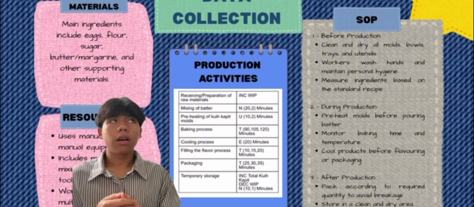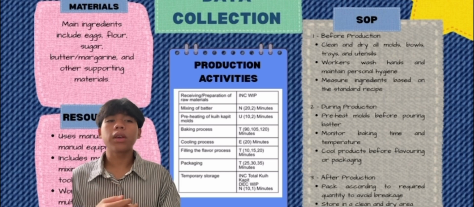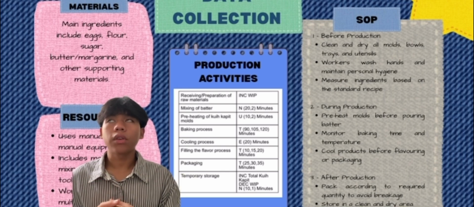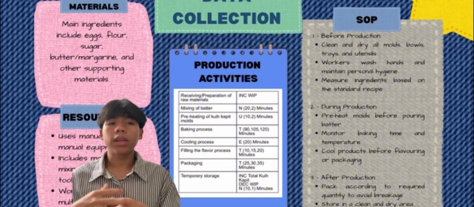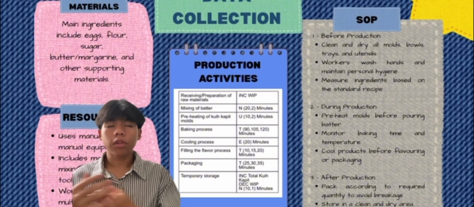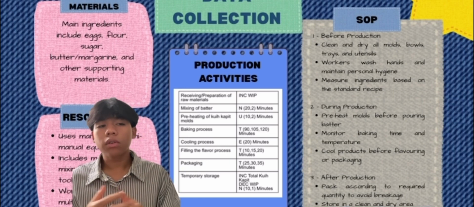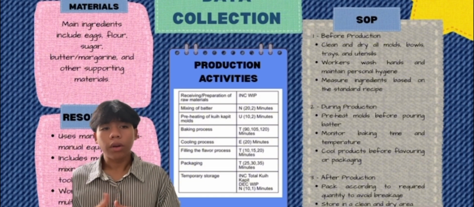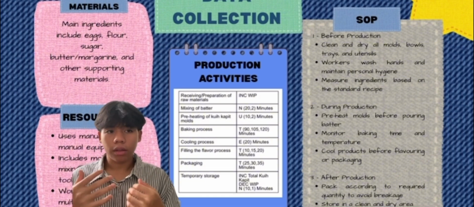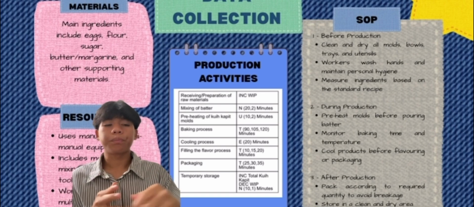Next are the production activities. The process starts with receiving and preparing raw materials. Then, the butter is mixed. After that, the molds are preheated before the baking process begins. Once baking is completed, the products go through cooling. After cooling, filling or flavoring is added if required. Then the products are packaged and placed in temporary storage before distribution.